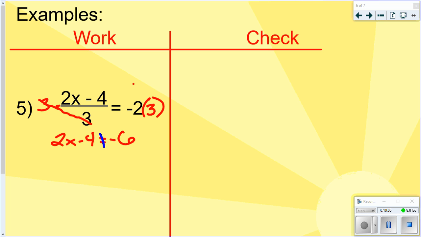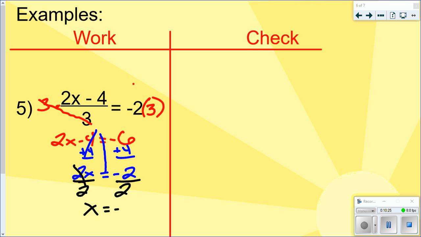So I do adding or subtracting. So minus 4, I'm going to do plus 4. Do it on both sides of the equation. So 2x equals -2. Divide both sides by 2 because I see 2 times x. So x equals -1.